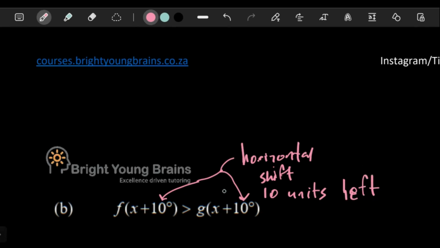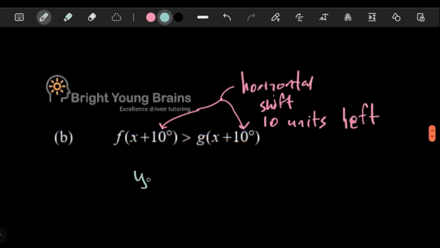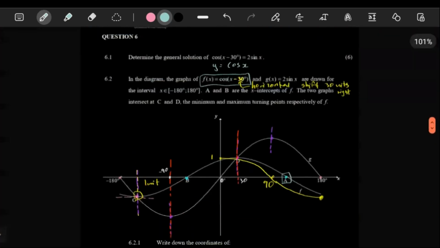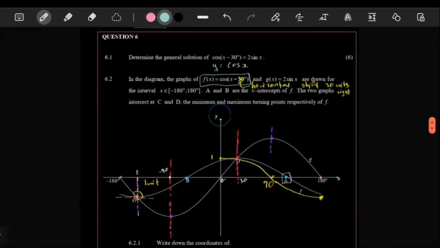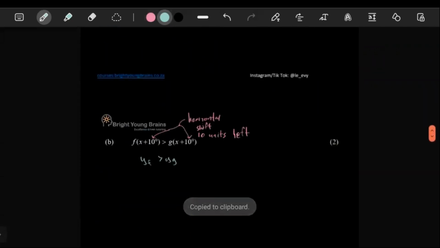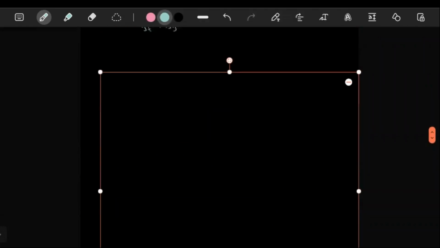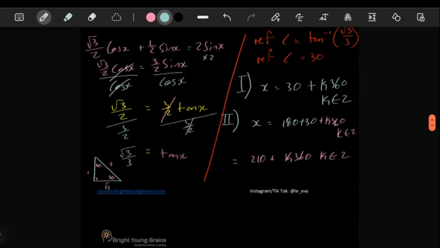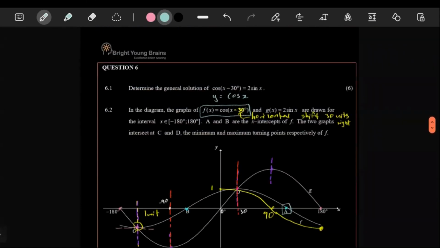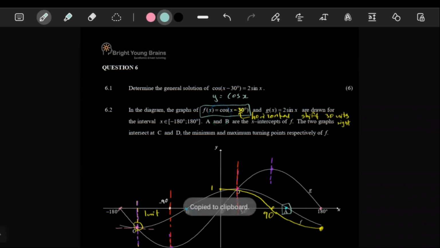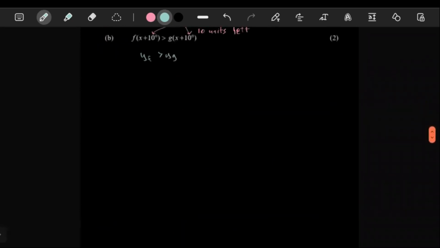Now, they're asking us where the y values of f are bigger than the y values of g. That's literally what they're asking. So the y values of f are bigger than the y values of g at specific points, but we'll consider the plus 10 just now. For now, we actually may not need to consider it. It will just make us think of a lot of things unnecessarily. So let me paste this thing here, and then we can begin with what we need to do.